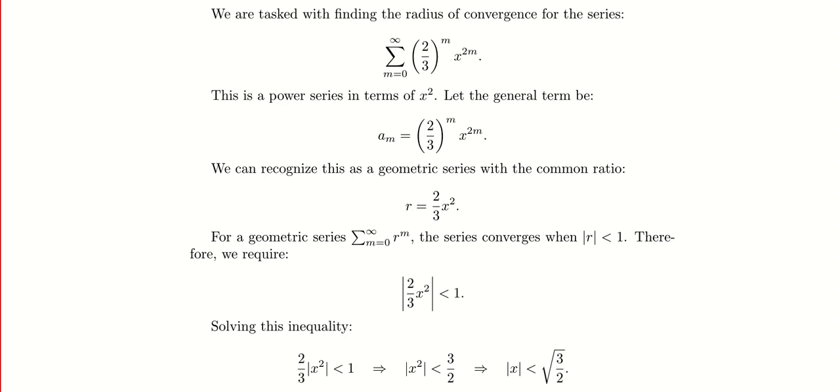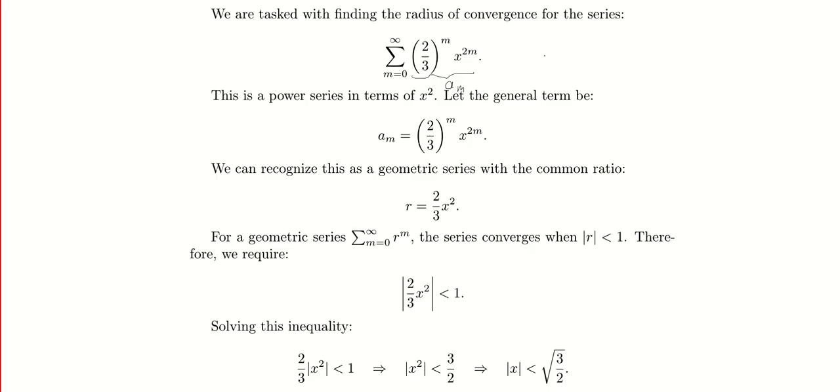In this video, we're tasked to find the radius of convergence for the series sum from m equals 0 to infinity of (2/3) raised to the mth power times x raised to the 2m power. This is a power series in terms of x squared, and so the general form of the term sequence a sub m is going to be (2/3) raised to the mth power times x to the 2m. So basically this thing right here is our a sub m.